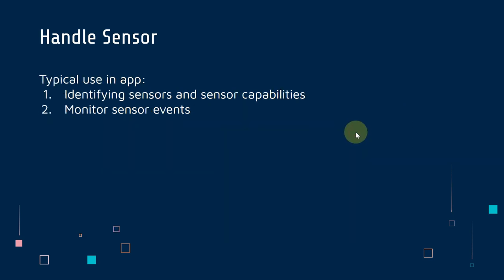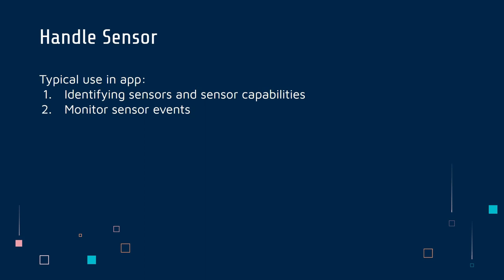Okay, so next is typical use in applications. First, you have to identify sensors and their capability, which means that you cannot always implement, for example, an accelerometer on all phones. You need to find out whether these phones have the sensor or not. Is the accelerometer available or not, or is the light sensor available or not? So you need to identify the sensors available in the phones, and if it's okay, then you can code with that sensor.